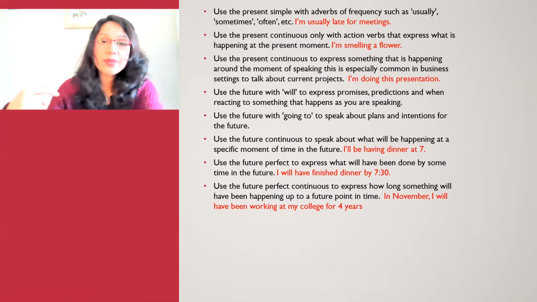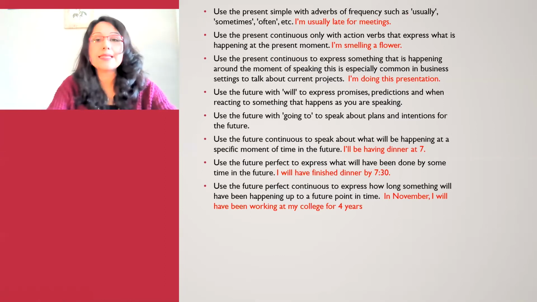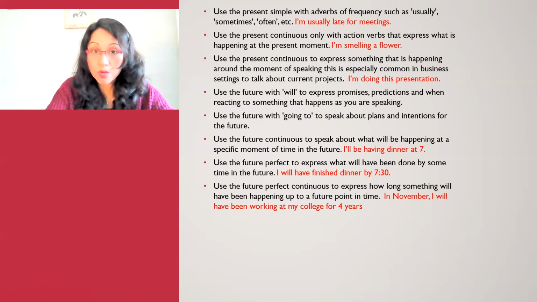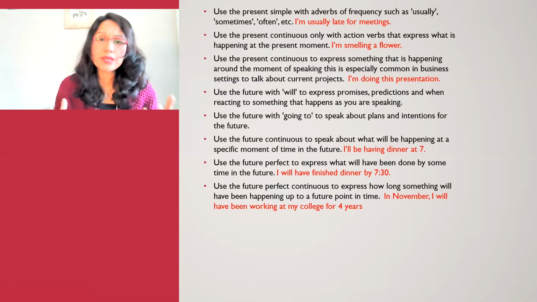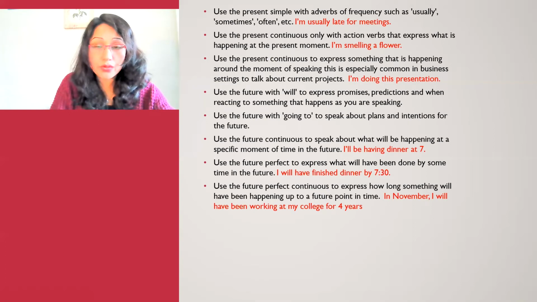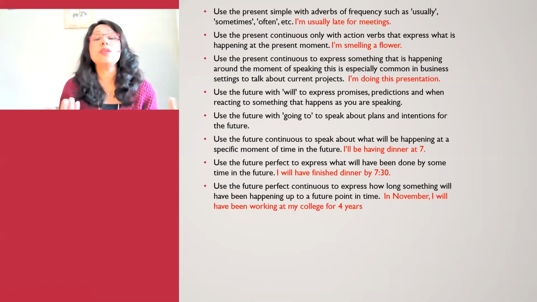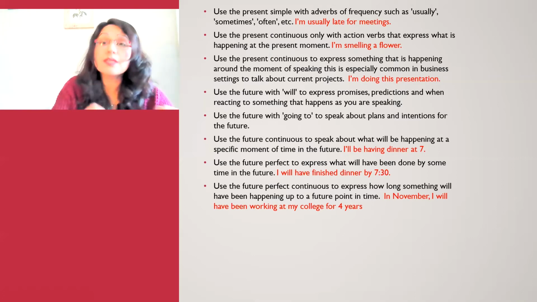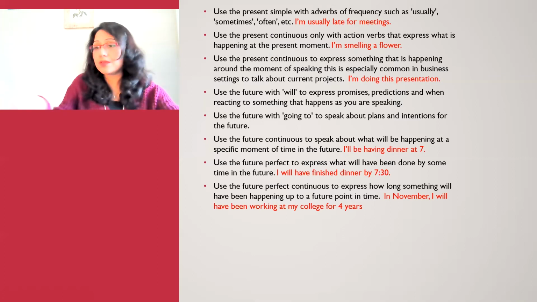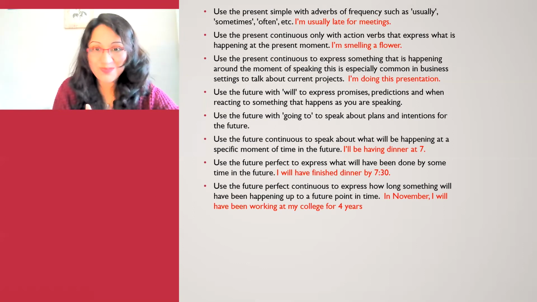And then use the present continuous to express something that is happening around the moment of speaking. This is especially common in business settings to talk about current projects. All right, so we use present continuous to express that something is happening around the moment of speaking. So I am teaching at the moment, all right? And so that's the reason, when you're talking about business settings, when people are discussing current projects, you use your present continuous. So there are lots of things happening. Oh, I'm doing this presentation, all right? So that's when you use your present continuous.